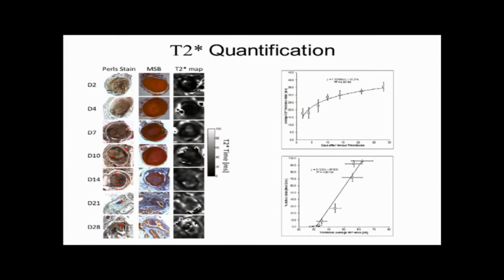For instance, one example is mapping of the iron content of a deep venous thrombus. So it's the exact same model. And now here you can see a T2 star map, and you can see how the T2 star changes during the resolution of a thrombus. And this is also quite important information to make clinical decisions.